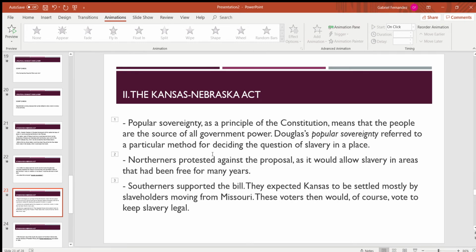Northerners protested against the proposal, as it would allow slavery in areas that had been free for many years. Now, on the other hand, Southerners are going to support the bill. They're going to say, hey, Kansas is more than likely to be settled by slaveholders that are moving in from Missouri. These voters then would, of course, vote to keep slavery legal.